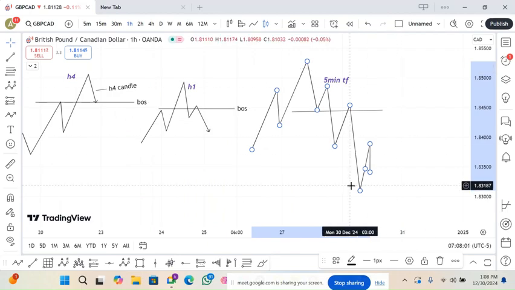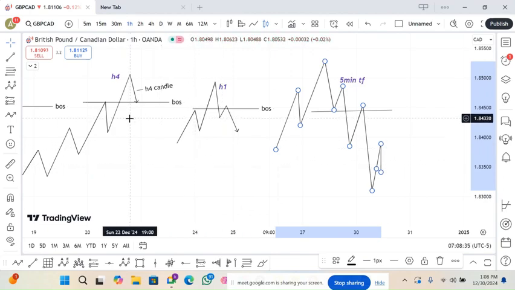Please hold on, guys. You will see that we have 1 hour. This 4 hours candle here.